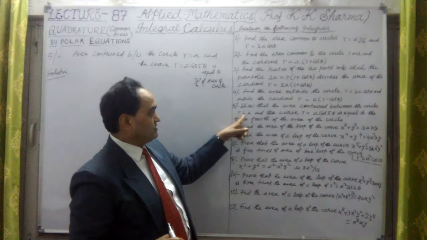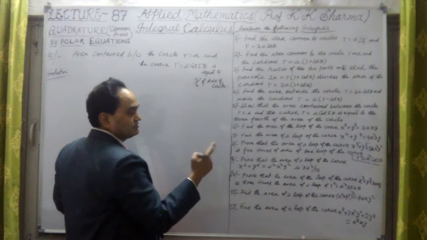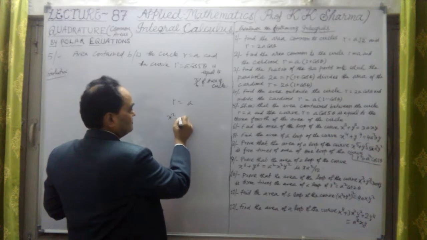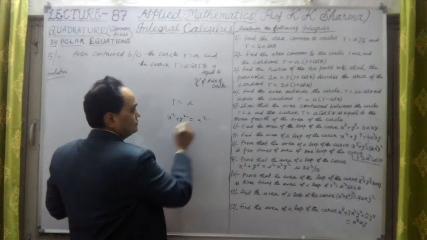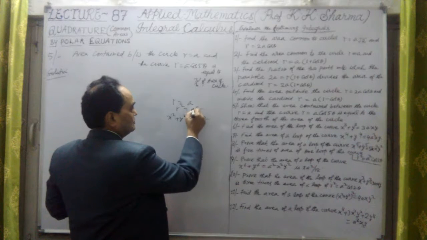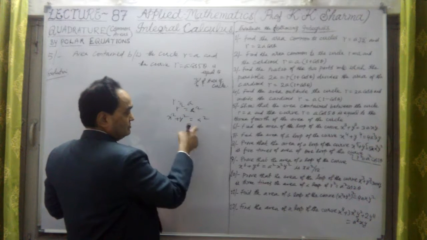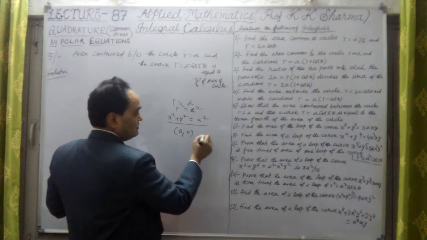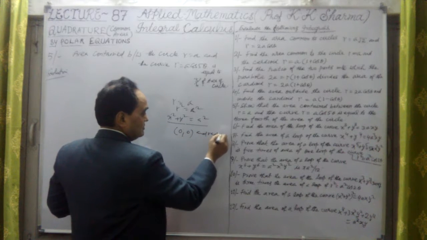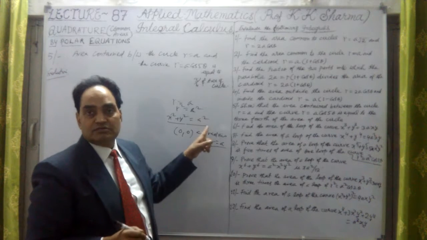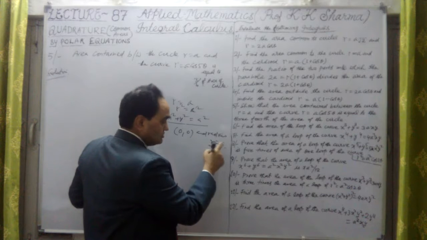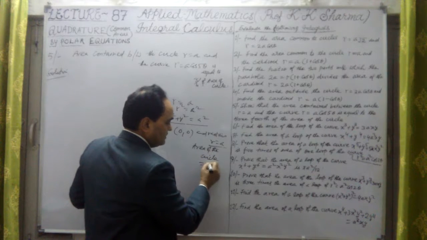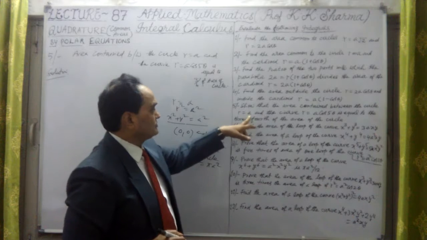Now question number 6, we have r is equal to a. Why is r equal to a a circle with radius a and center 0, 0? Here r is equal to a. We know r square is x square plus y square, so if I square this, r square equal to a square, and r square is x square plus y square. It means this is the circle with radius a and center 0, 0. Therefore, the area of this circle will be pi into a square. This is simple.